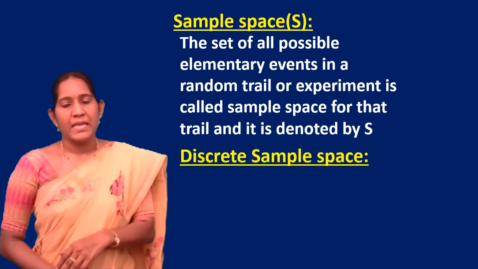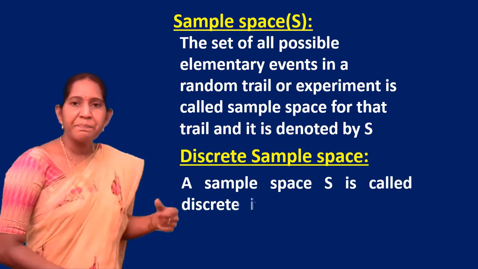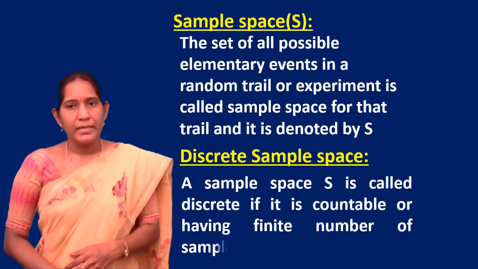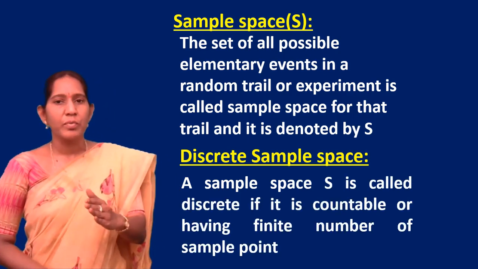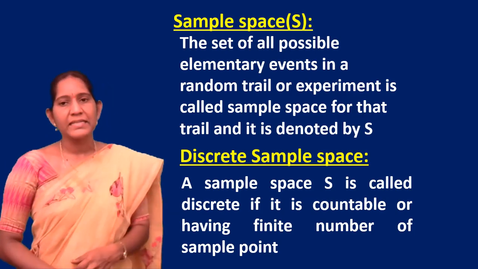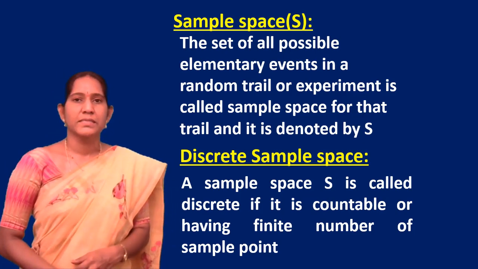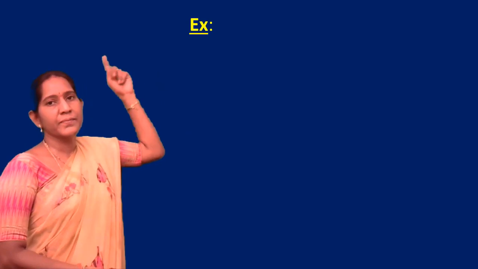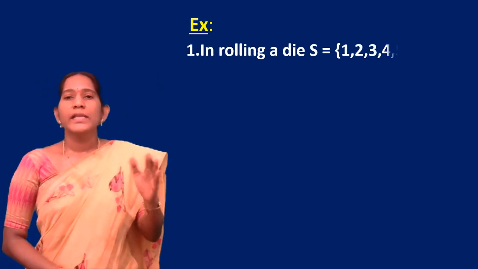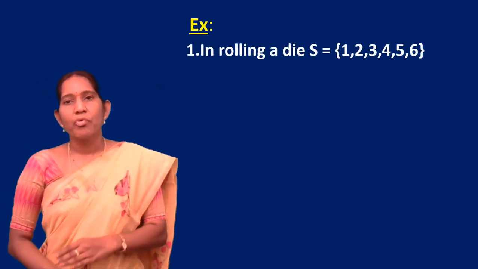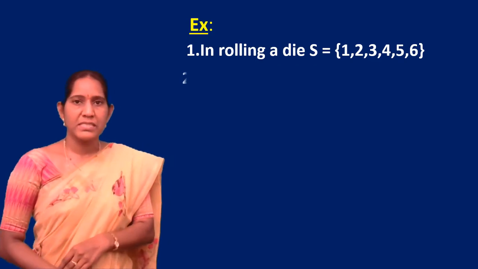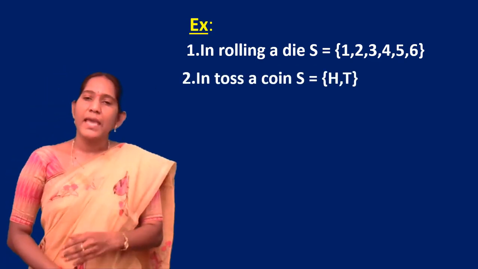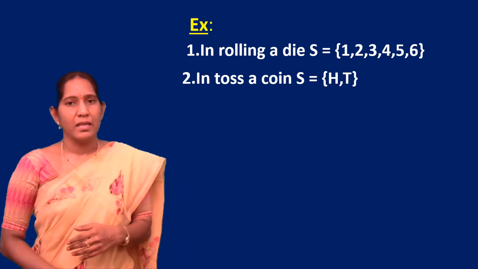Discrete sample space. A sample space S is called discrete if it is countable or having a finite number of sample points. Example of this: in rolling a die, S is equal to 1, 2, 3, 4, 5, 6. And tossing a coin, S is equal to H comma T.